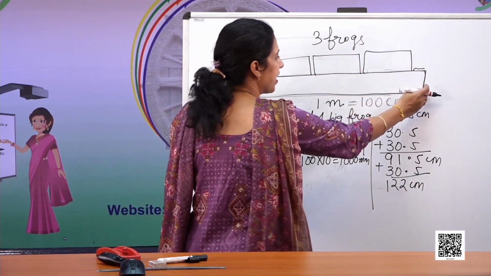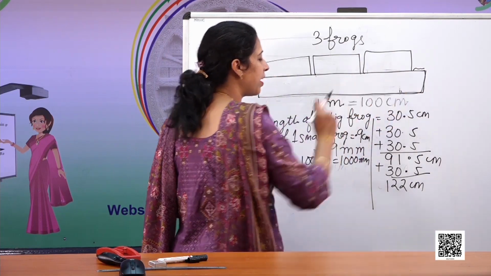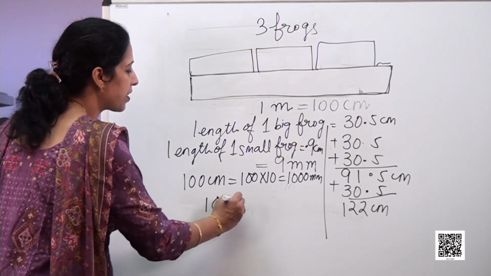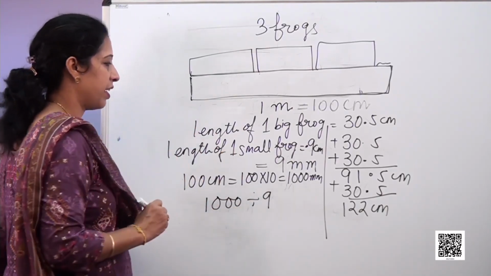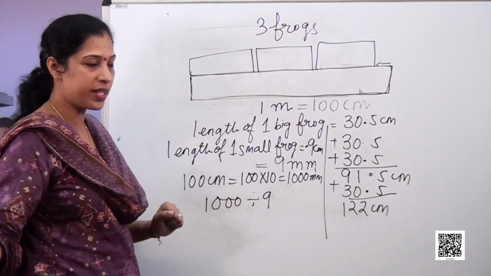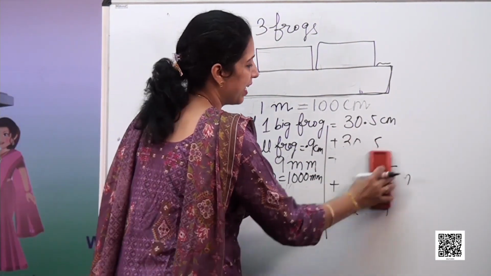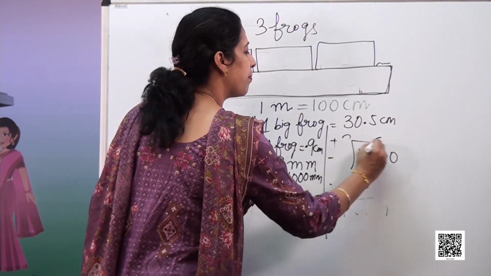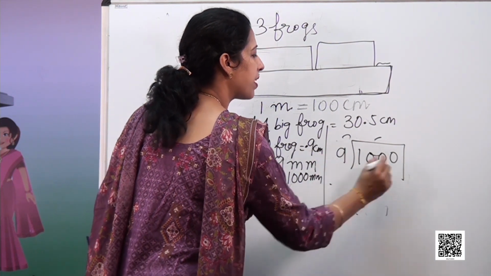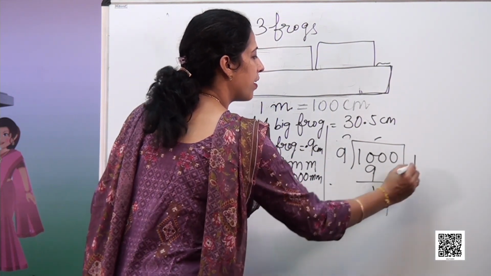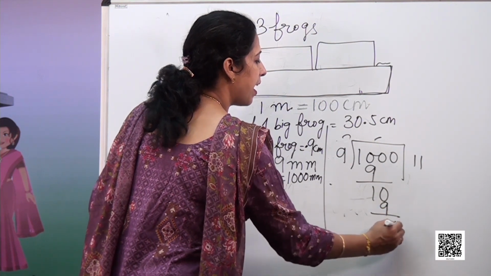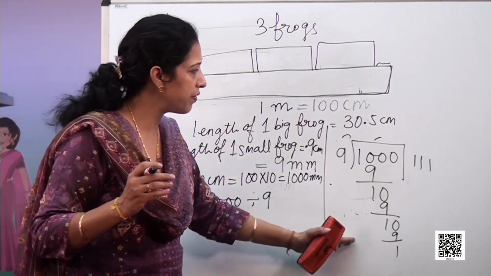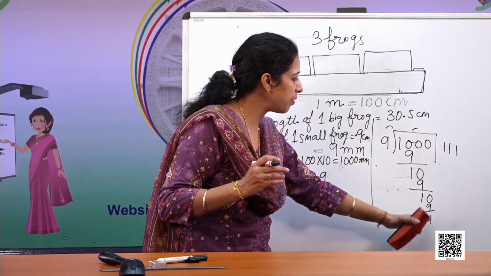The bigger length is 1000 millimeter and the smaller length is 9 millimeter. So we will divide 1000 by 9. So let's see 1000 divided by 9. 9 ones are 9. Again 9 ones are 9. Again 9 ones are 9. That is the end of our division because there is no more zero, so we cannot bring down more zeros.